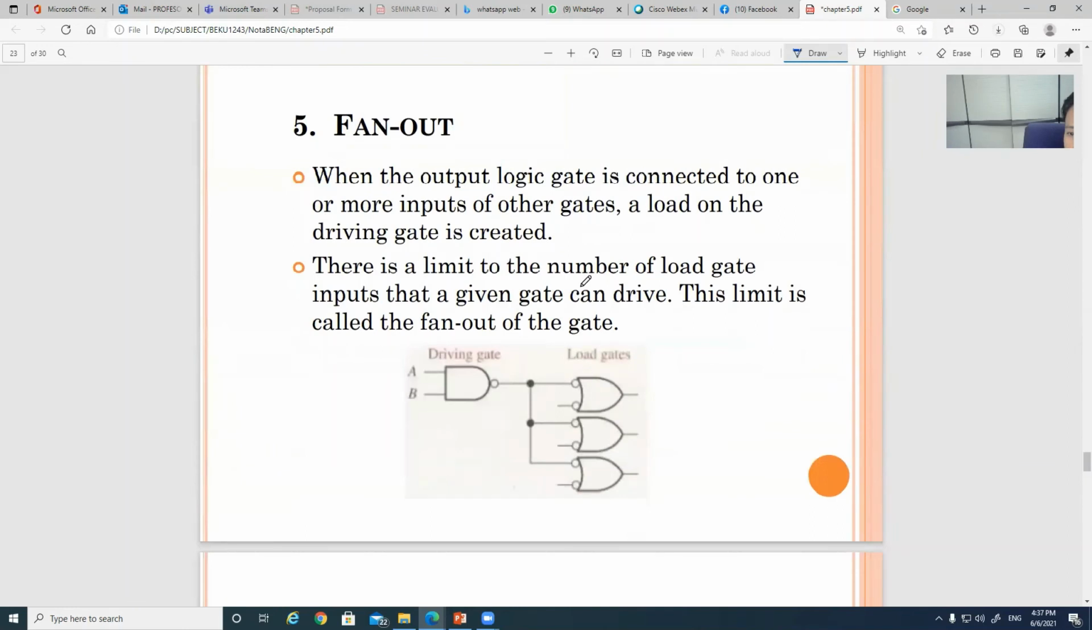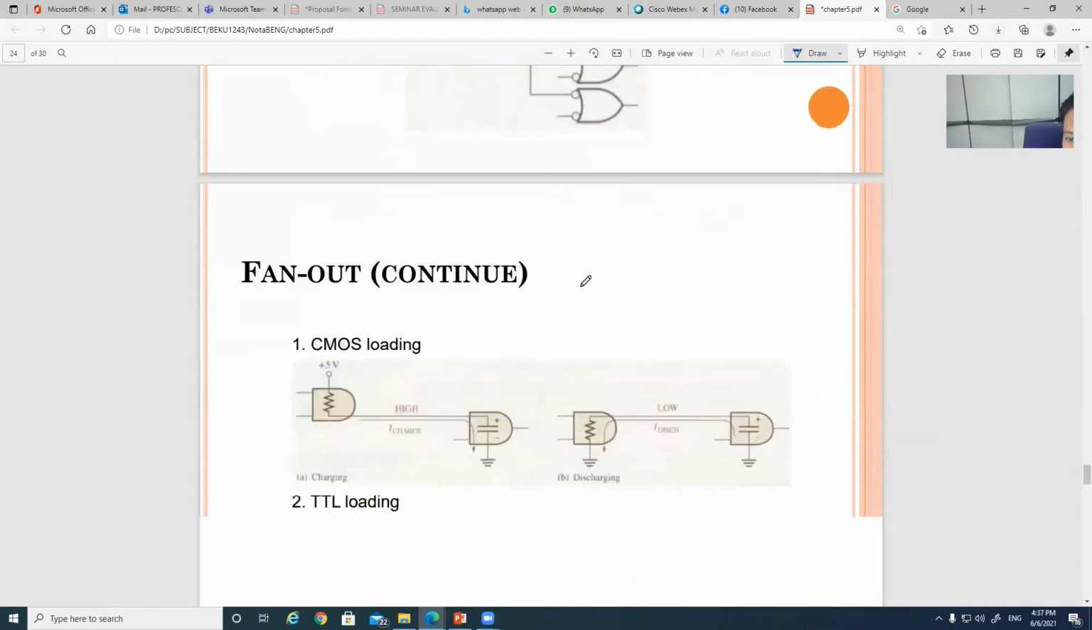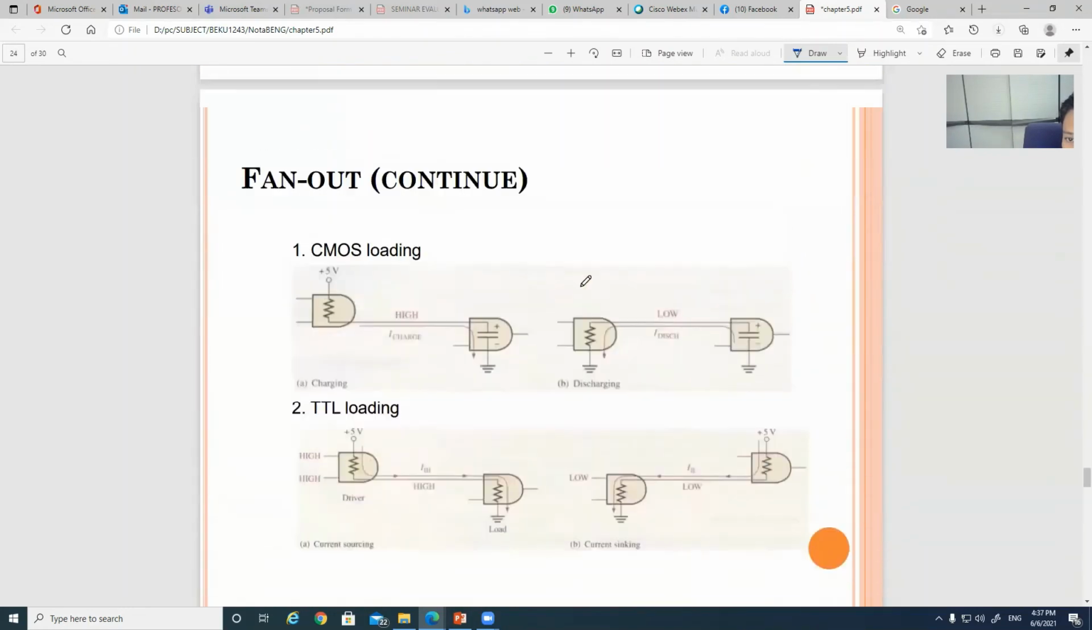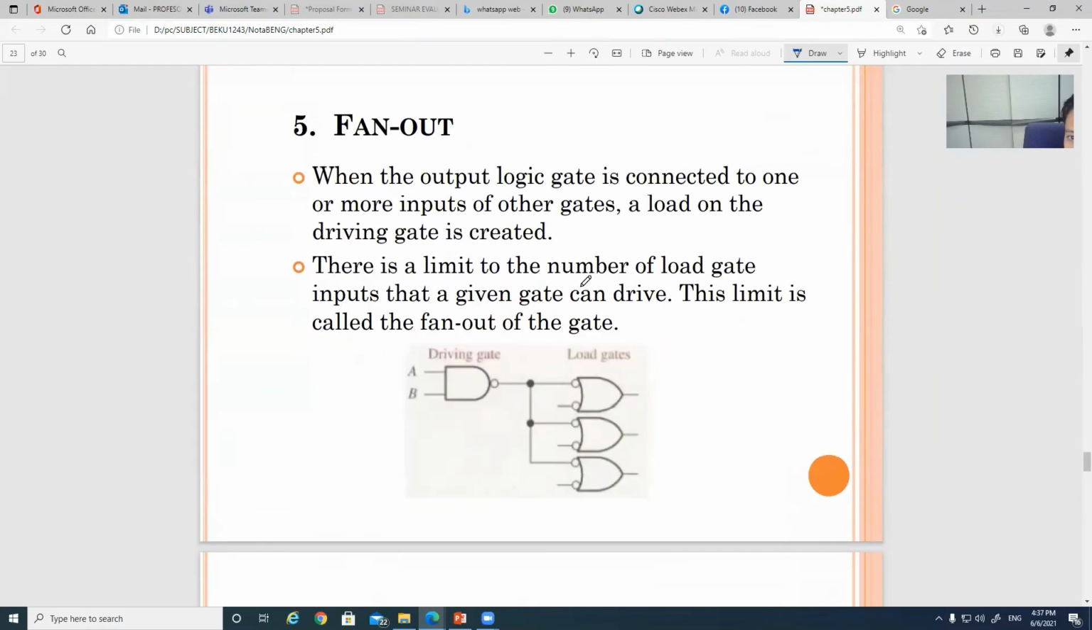Next is the last characteristic of the IC, which we call fan out. Fan out is when the output of a logic gate is connected to one or more inputs of other gates, and a load on the driving gate is created. As you can see in the figure here, this one is the driving gate and this one is the load gate.